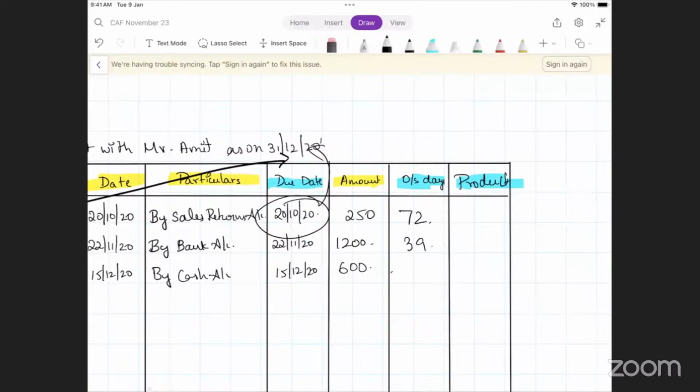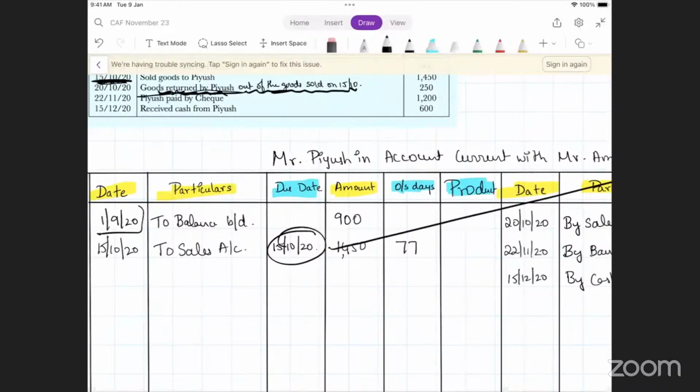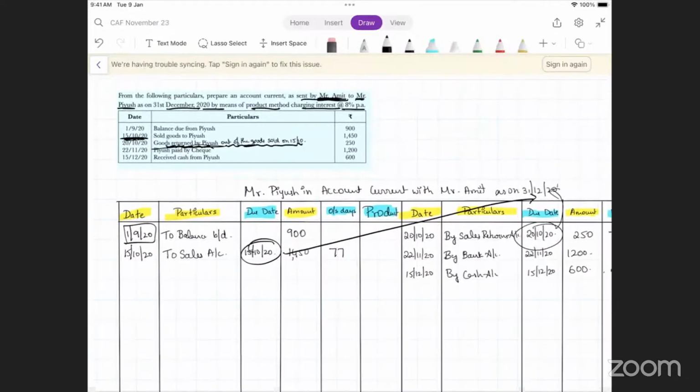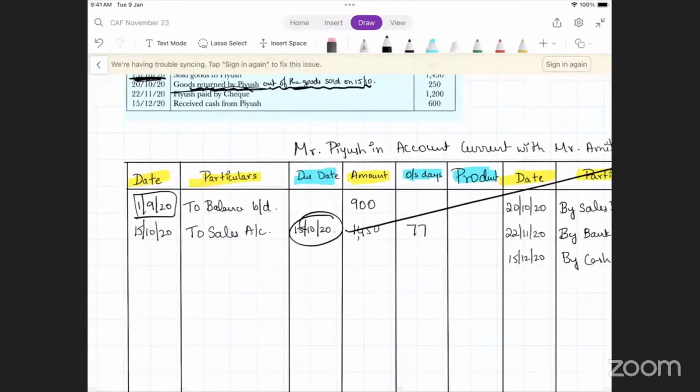Opening balance also. From the opening balance date, you have to calculate 29 days in September left, 31 in October, 30 in November, 31 in December. So that will be a total of 121 days. For opening balance, always remember one extra day will be added. So plus one you have to do. Do the normal calculation first, and then do plus one at the end. Only for opening balance you have to follow this rule.